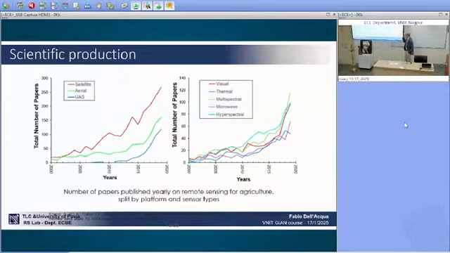The graphs that you see here represent the number of papers that are published with subjects in agriculture, broken down by type of platform. And you see satellites are generally the most widely used type of platform, and broken down also by type of data collected. And you see in this case, it's more evenly distributed.